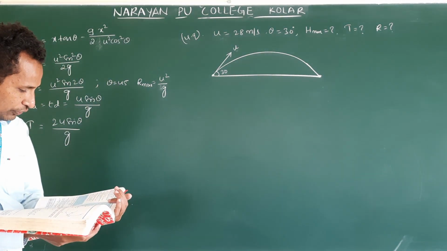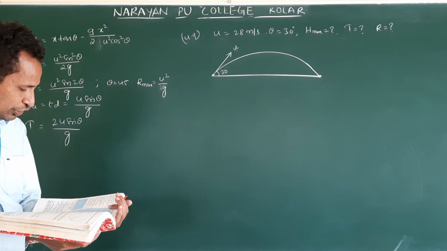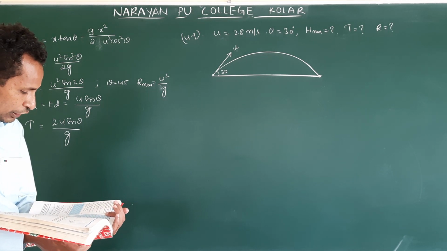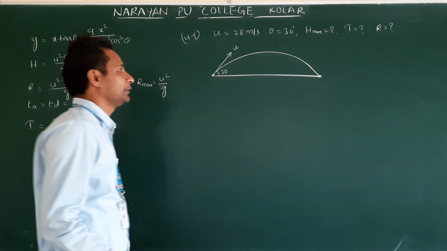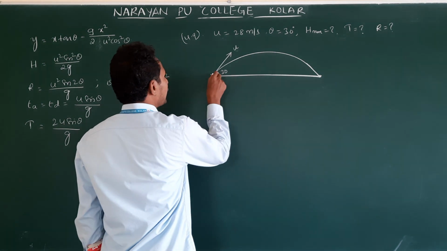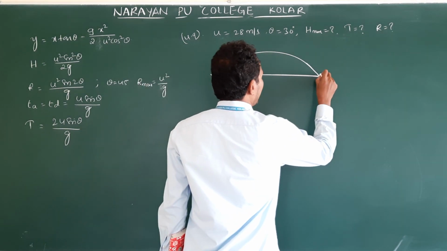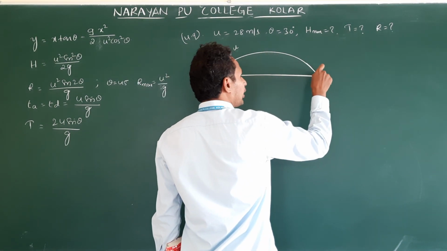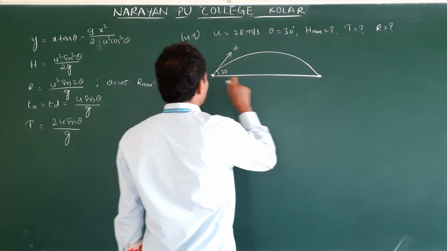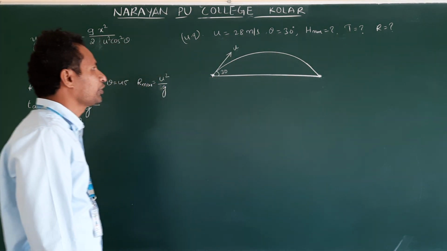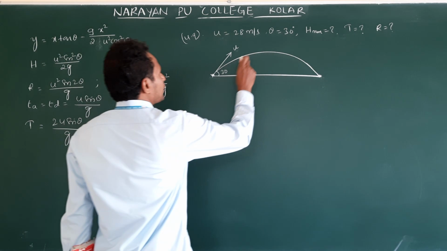Next, for the range, what did they ask? The distance from the thrower to the point where the ball returns to the same level. So this is the point of projection level. This is the point where the ball is hitting the ground. This level and this level both are the same. Okay. Now the first question is what?